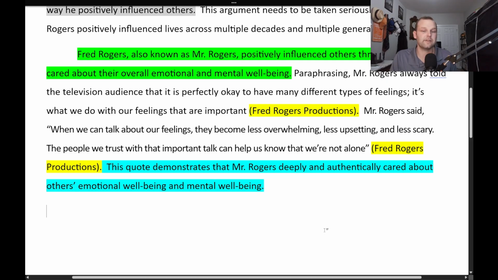This quote demonstrates that Fred Rogers deeply and authentically cared about others' emotional well-being and mental well-being. That's my own analysis. I don't have to cite anything at the end of that sentence because it's my own idea. It's my own analysis.